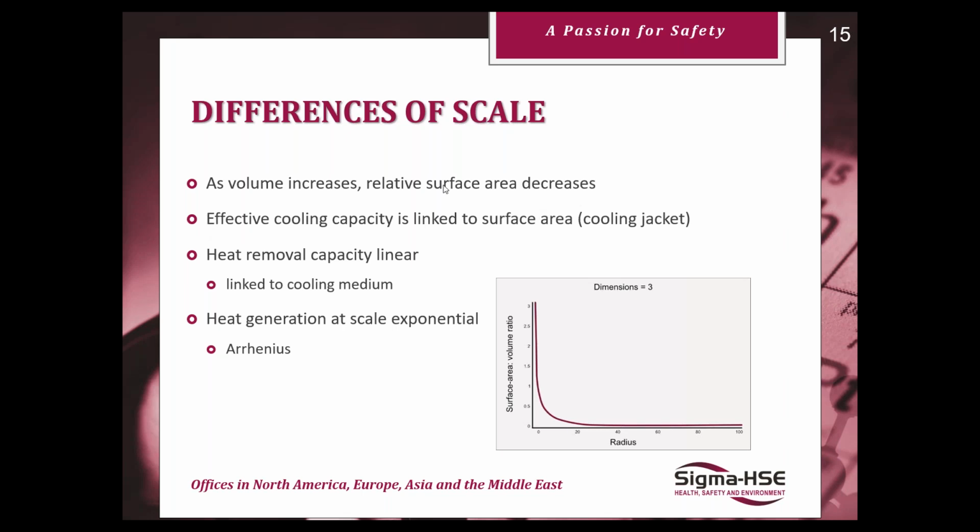The effective cooling capacity of a reactor is linked to the surface area. Typically, if we imagine a cooling jacket on a reactor, that's all about the interface of the reactor wall and the cooling fluid in the jacket. Heat removal capacity is only linear, and that's linked to the cooling medium used in the jacket. Whereas heat generation at scale is exponential, and that is considering the adiabatic nature of bulk and also the Arrhenius equation, as we discussed before.